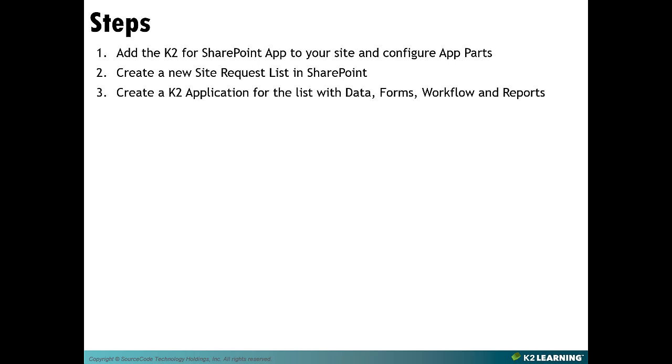Let's talk about step 3. In this step, you will generate a new K2 application for the SharePoint site request list. You will use a wizard to generate data objects based on the SharePoint site request list, K2 generated smart forms to handle the add, edit, and display tasks for users, a blank workflow that starts when a new item is added to the list, and finally a page that includes reports for your new K2 application.